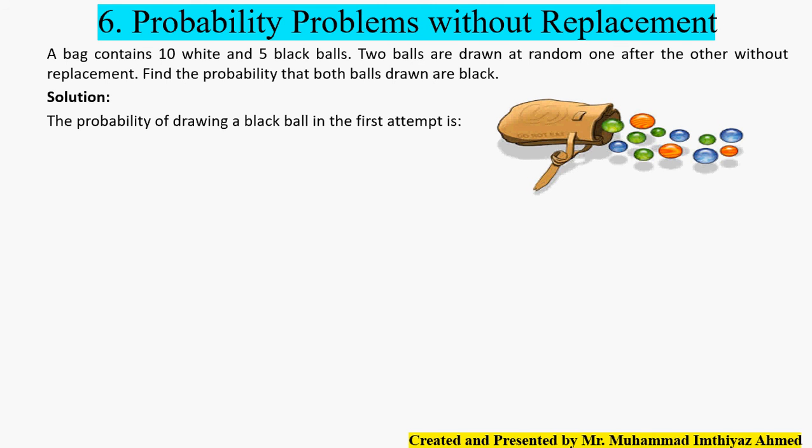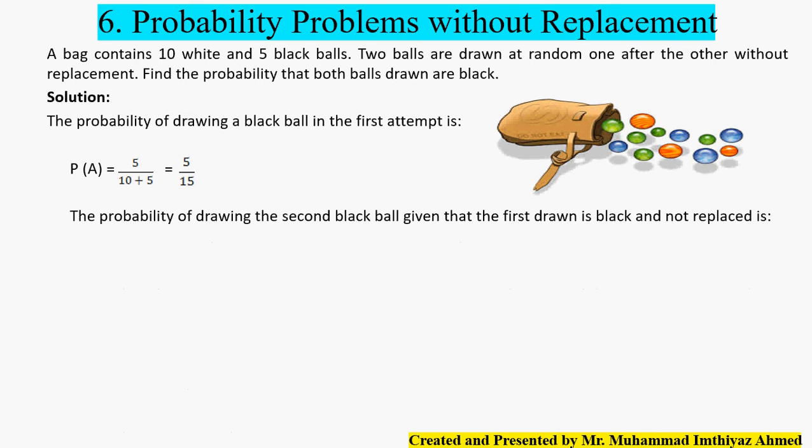Now the probability of drawing a black ball in the first attempt. When we draw from a total of 15, it will be 5 by 15. That is, black balls in the question are given as 5. So 10 plus 5 will be 15. So the first probability A will be 5 by 15.